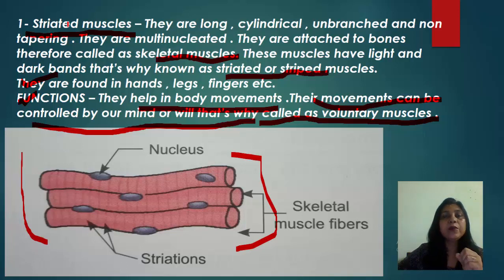Why are they known as skeletal muscles? Because they are attached to the bones and they help in the movement of the external organs. Why are they known as striated muscles? Because they have light and dark bands. And why are they known as voluntary muscles? Because their movement can be controlled by our mind or will.